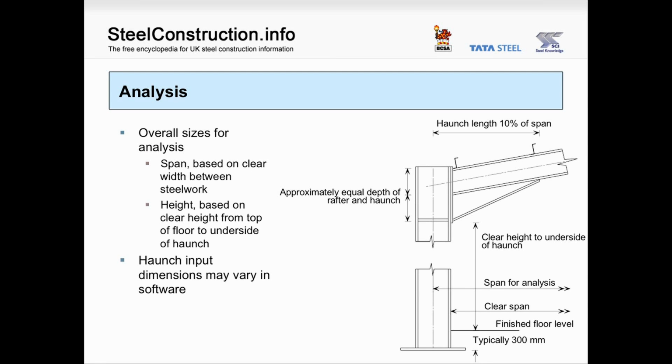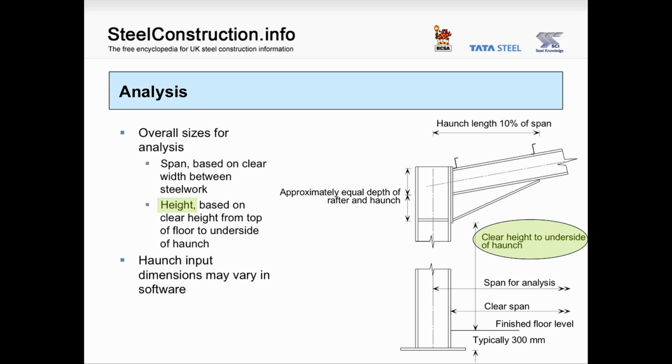Moving on to analysis, we want to relate the real dimensions of the frame to the dimensions that we use in analysis. So the client may well describe the clear span, and that will be the distance between steelwork. The span which we will need for analysis will be the centerline span, so will be a little bit longer. The clear height is probably going to be defined from the top of the finished floor to the underside of the haunch. And we need to recognise that the base level is typically below the finished floor, often by around about 300 millimetres.